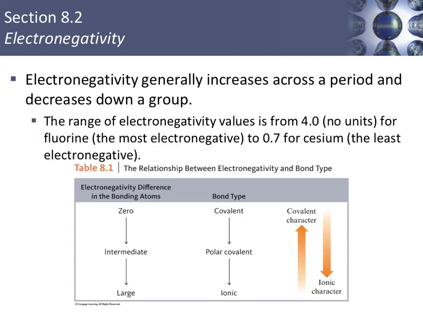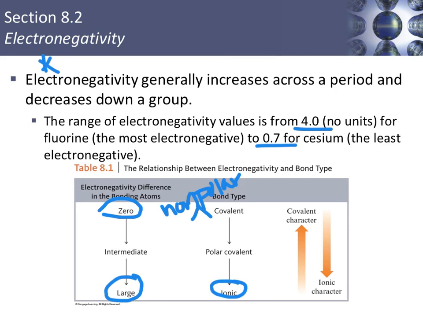Here is a summary of those trends from the previous slide. The range of electronegativity values goes from 0.7 to 4. We saw that fluorine had the highest electronegativity on the periodic table. When the difference in electronegativity between bonding atoms is very large, we have an ionic bond. When it's very close to 0, we have a nonpolar covalent bond. And right in between, we have polar covalent bonds.